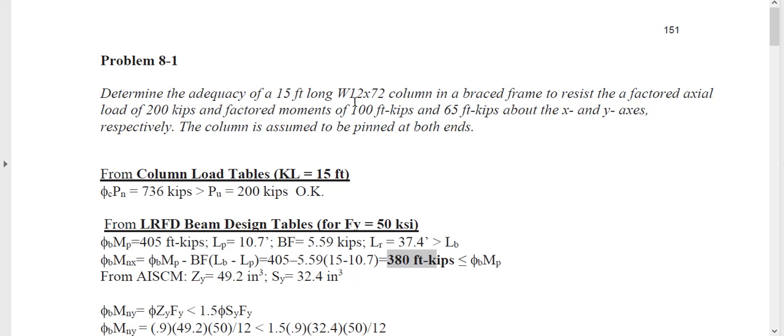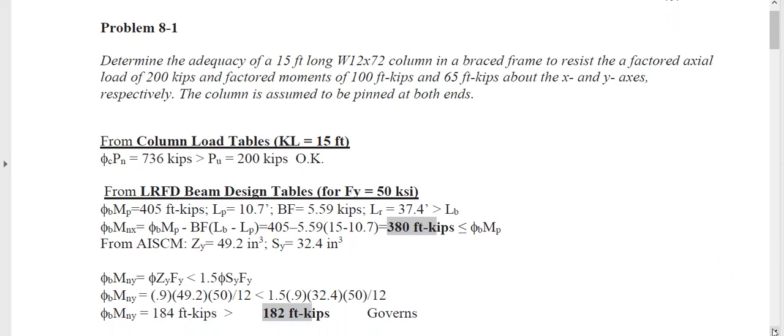What is the length? 15 feet long. What is the section? The trial section is this. We should check whether this section is good or not. If it is not good, a larger section is required. Okay, so let us see what we did here. First of all, Pu. This is Pu.